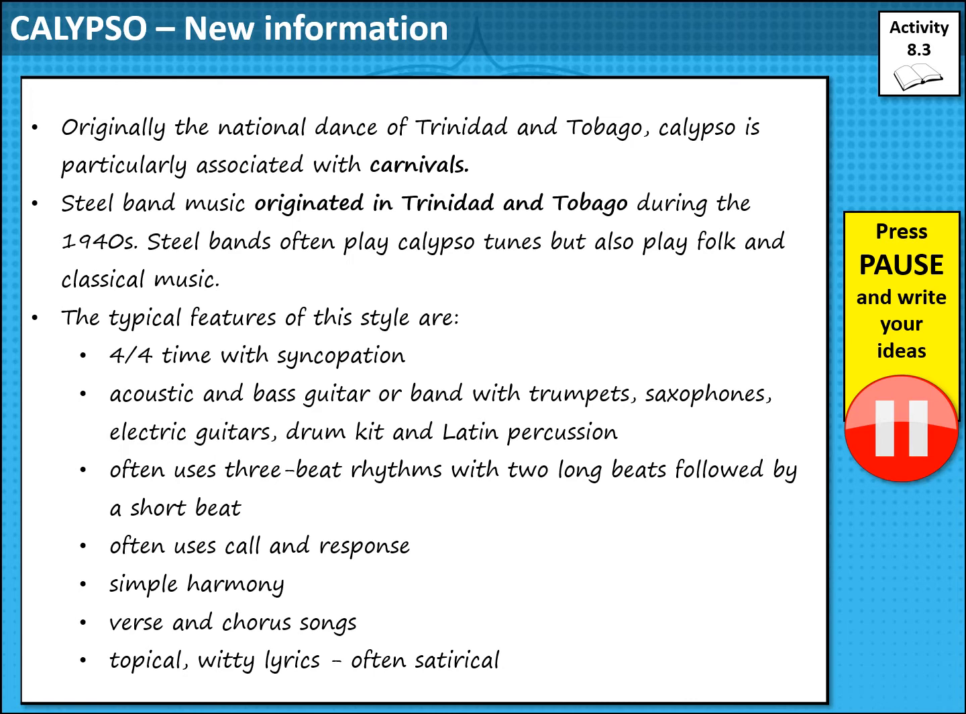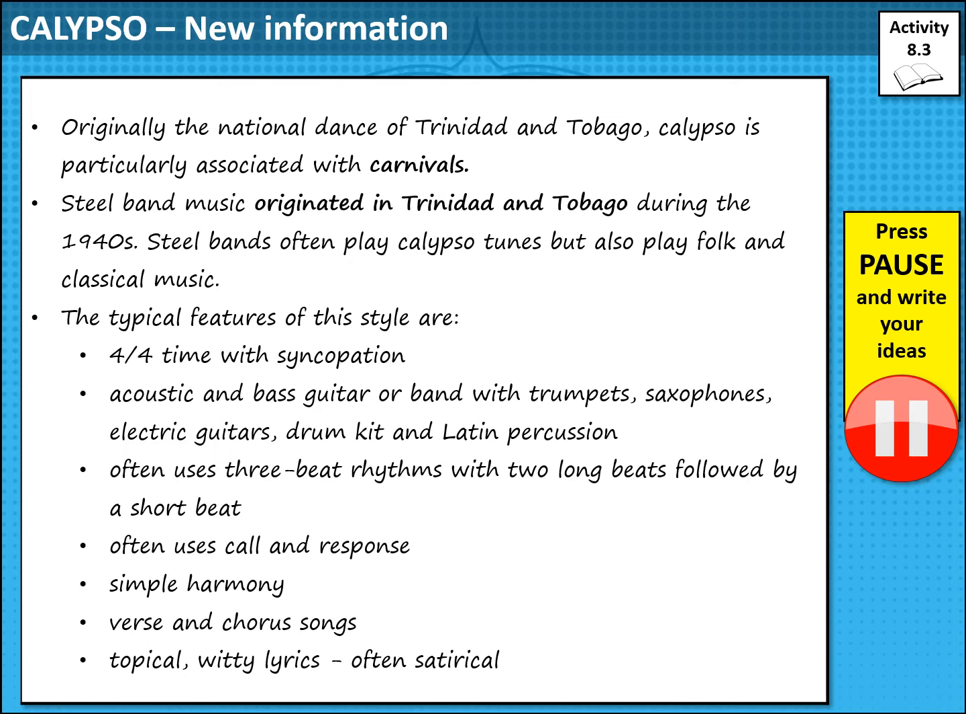Moving on to Calypso then. This is activity 8.3, so please be taking notes as we're going through. Now, Calypso is once again another style of music from the Caribbean. It is the national dance of Trinidad and Tobago, and it's mainly associated with carnivals. It originated in around the 1940s, and steel bands are often used to play the Calypso tunes.